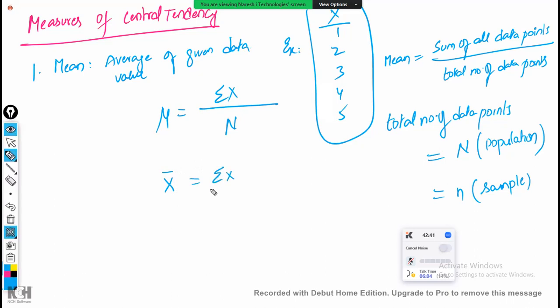Sigma x divided by small n. The formula is sigma x, again the sum of the data points. This time, the sum of data points are sample data points: the sum of all the sample data points divided by the total number of sample data points. Is that clear? So let me write it this way.